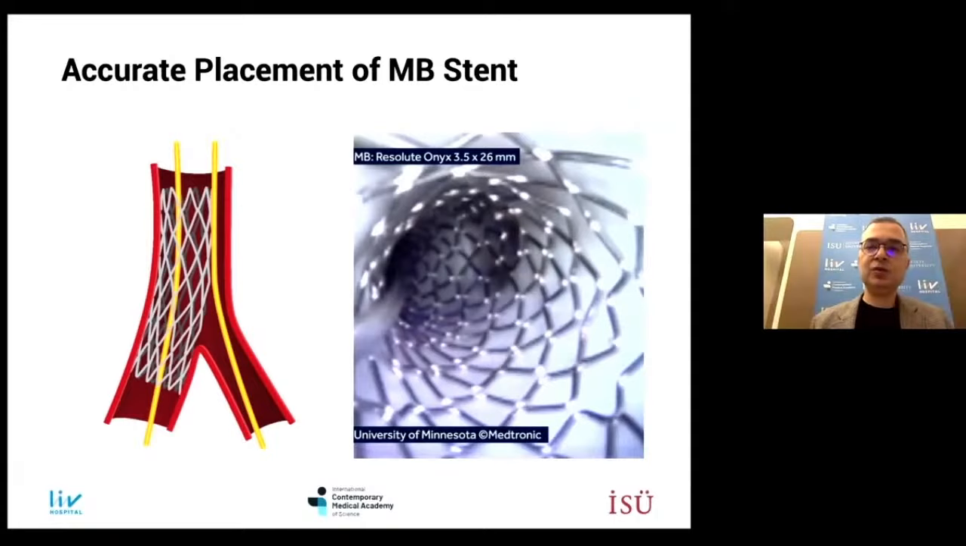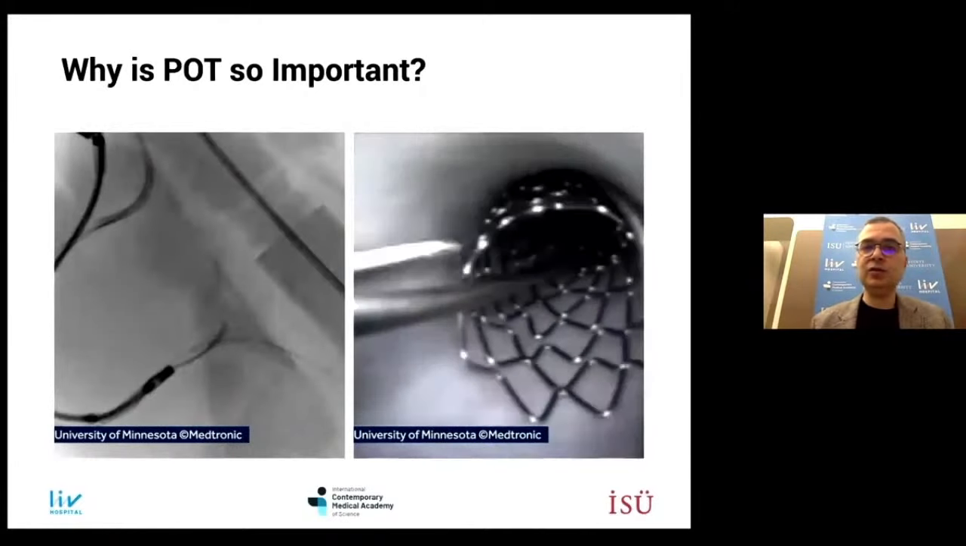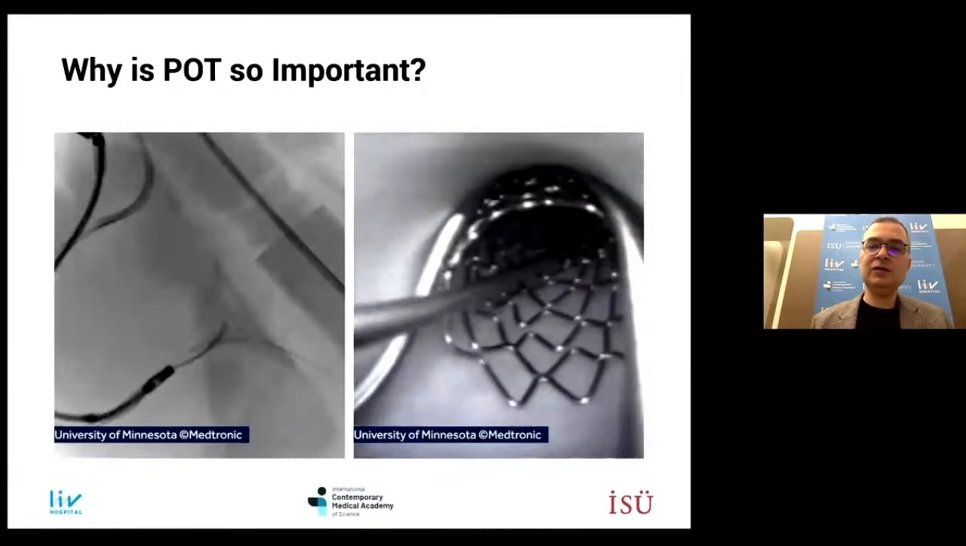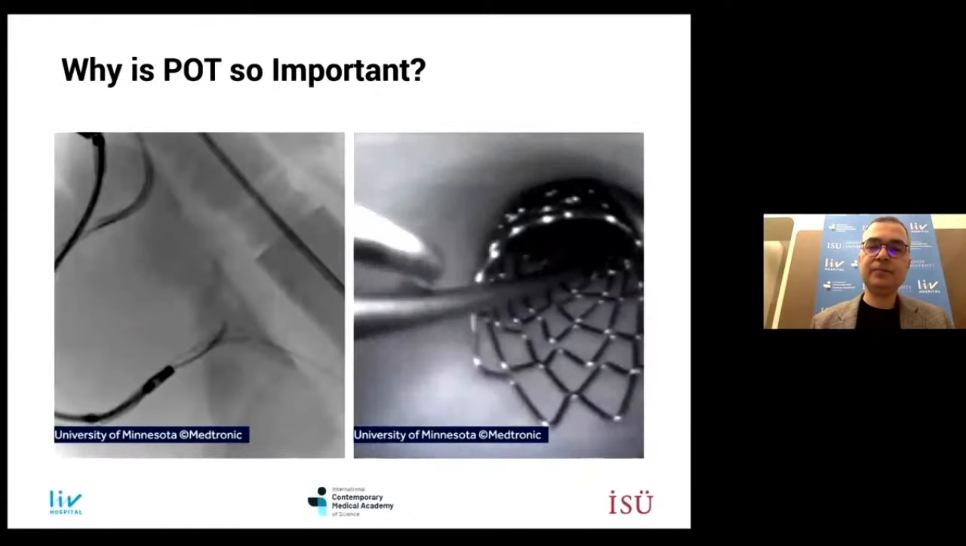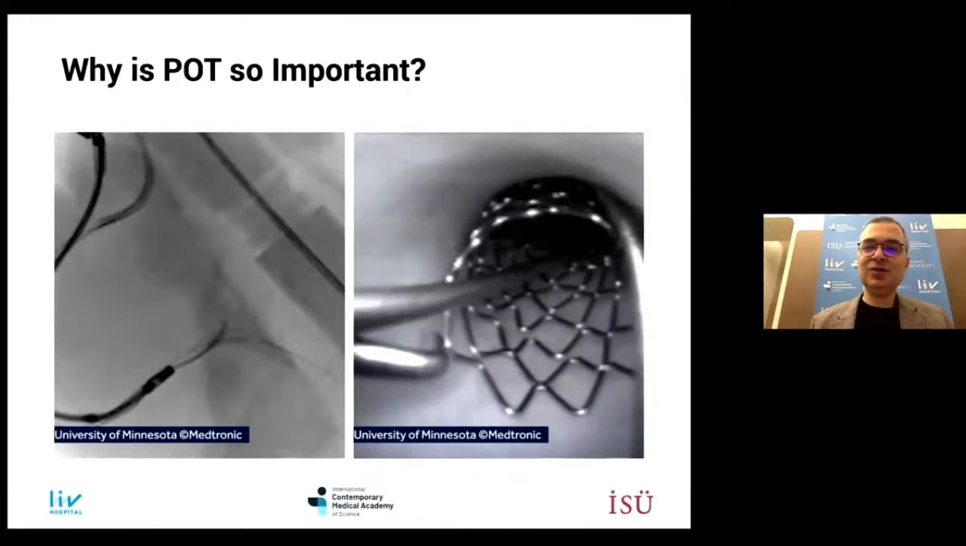So you need to optimize this proximal part. Otherwise, you will have difficulty in apposing this proximal part. And that will translate to stent thrombosis or restenosis in the future. And sometimes you have it in the acute phase, just in the following hours. So in this case, the operator just tries to advance a third guide wire.